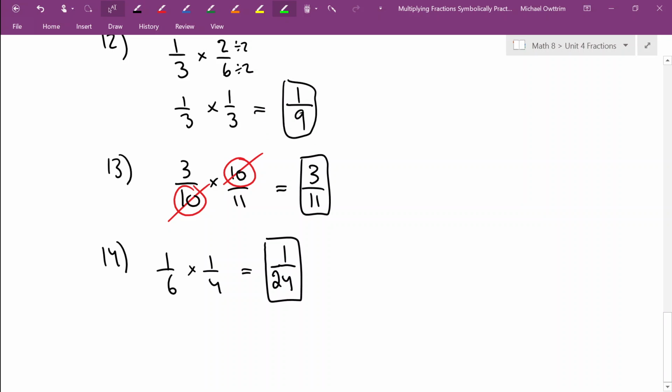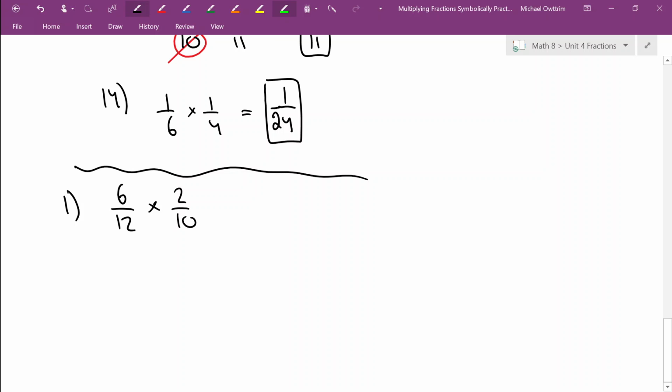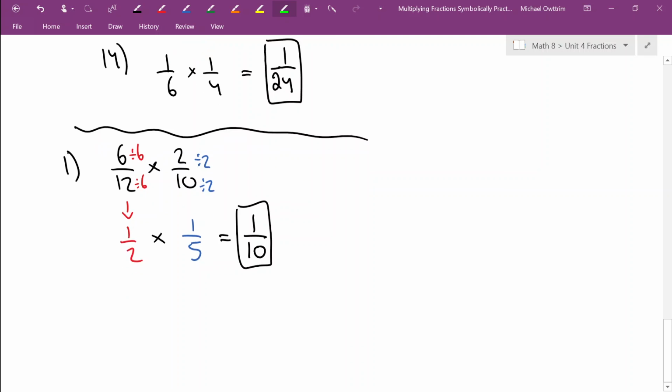Okay, moving on to the backside of our sheet, or our more complicated questions. Question 1 is 6 out of 12 times 2 out of 10. Well, let's simplify both of those fractions. Becomes 1/2 times 1/5. 1 times 1 on the top is 1, 2 times 5 on the bottom is 10.